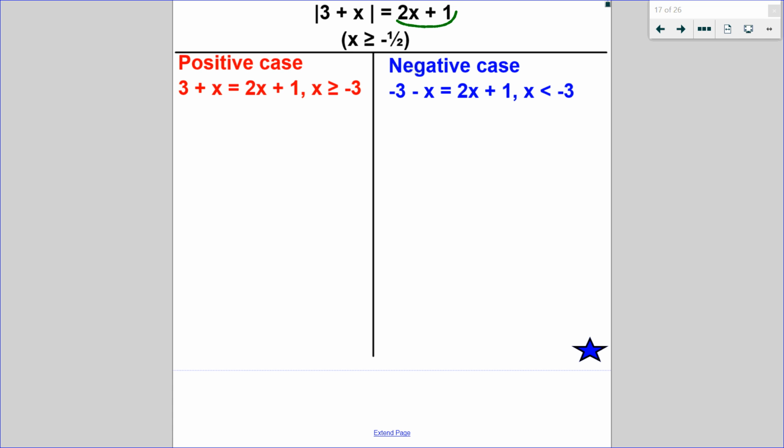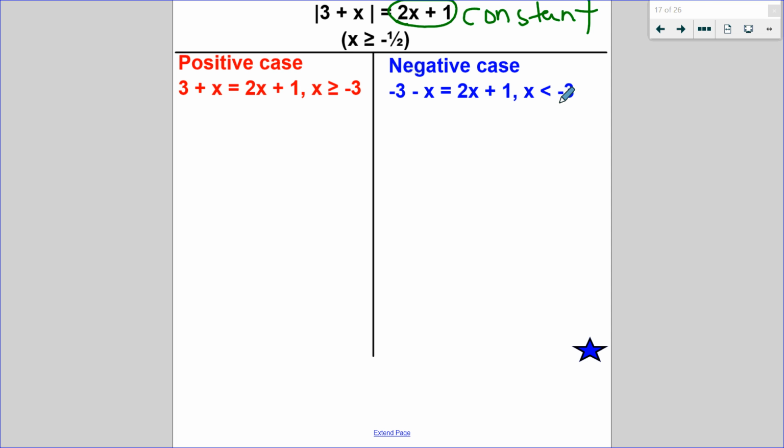Notice this stays the same. There's no absolute value here. This is constant. It is unchanging. So in each of the equations, you'll notice that I have my 2x plus 1. That doesn't change. What changes is the absolute value. And then the overarching restriction for the whole question is that x has to be greater than or equal to negative a half. So now that I have my cases, I'm going to go through and solve.